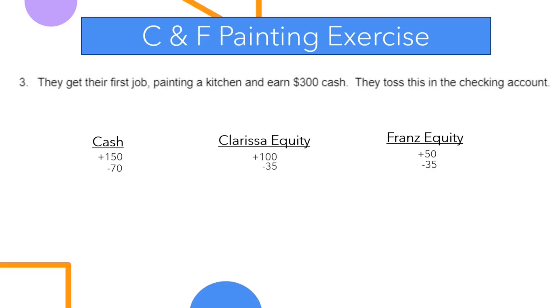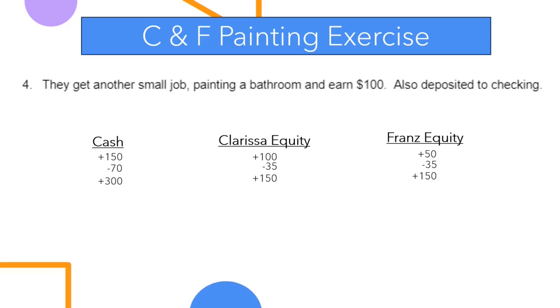We move forward. They make $300 in cash. Cash increases by $300. I am going to give Clarissa half of that and Franz half of that, assuming they worked equally and they both deserve half as equal partners. We just divide that $300 by 2. The next transaction is similar. We earn $100, so cash goes up 100. Clarissa's equity goes up 50, and Franz's equity goes up 50.